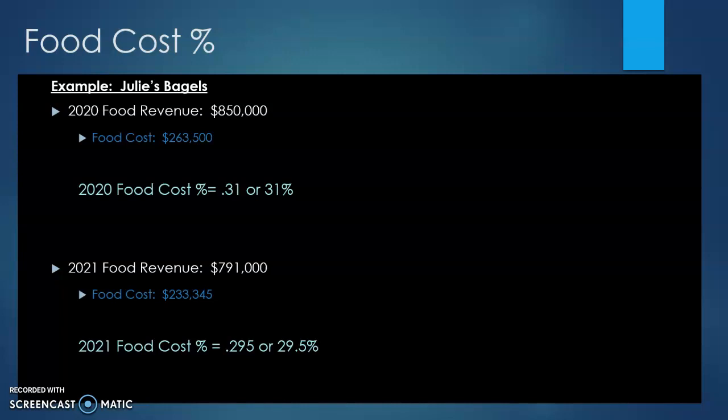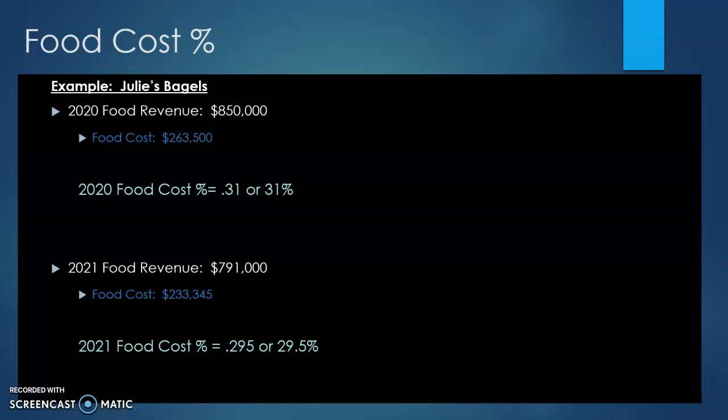So out of everything that she paid for, she had to pay 31% just for the food, which means that she had the rest to pay for everything else, meaning her labor, your utilities, or whatever it is, before she potentially saw a profit.